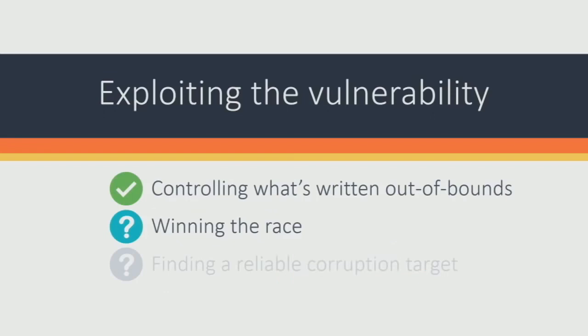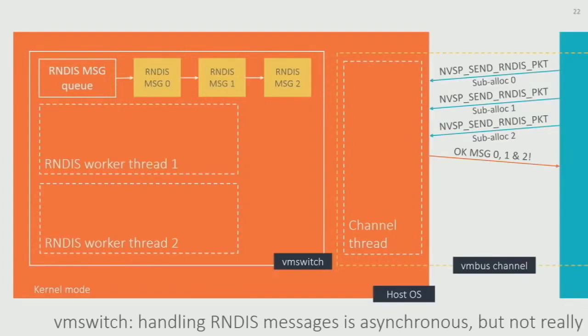Number 2 is a little trickier. How do we win that race? Well, the first thing to know is that we've been talking about how these RNDIS messages are being handled in parallel in the background by these worker threads, right? And so ideally what you would want is, okay, maybe you have this queue. Maybe I can just queue a bunch of messages and they're all going to be handled in the background, one after the other, and each one is going to be completed and written to the receive buffer.